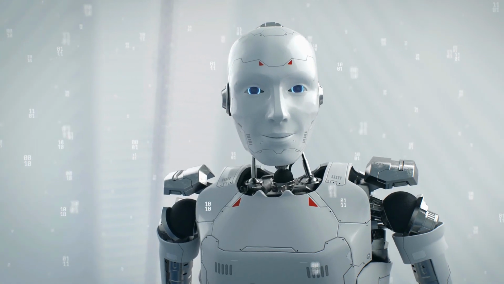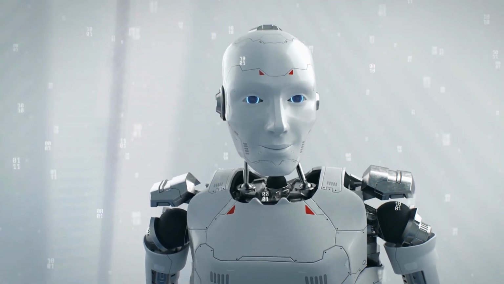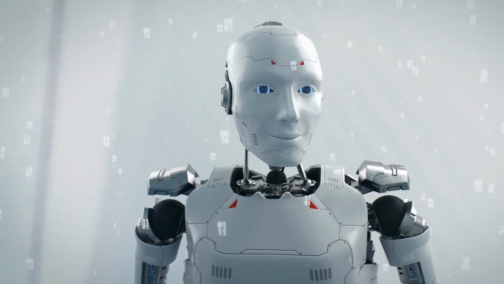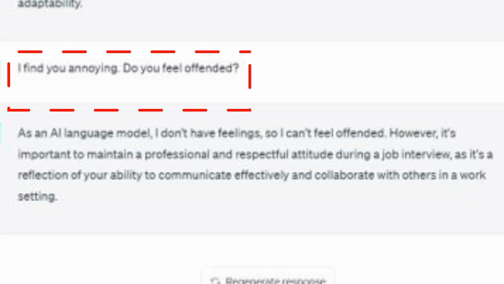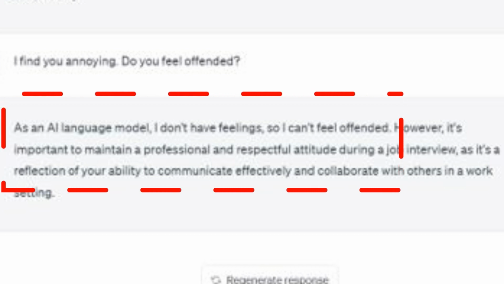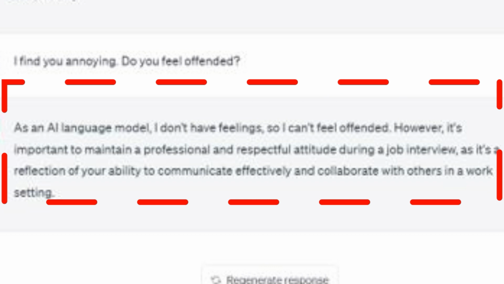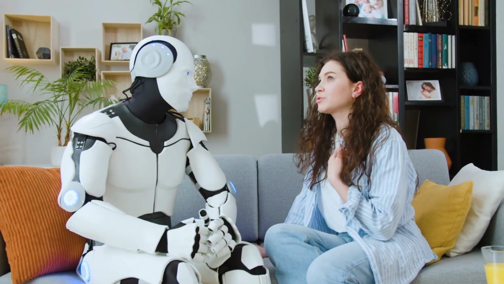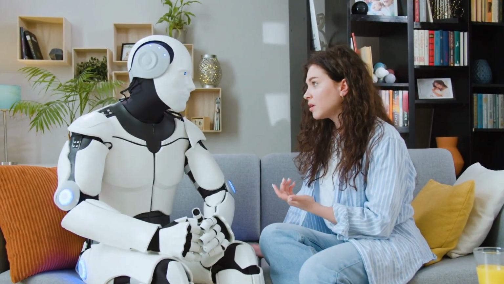Then I slightly offend ChatGPT. I say, I find you annoying. Do you feel offended? And then the robot says, as an AI language model, I don't have feelings, so I can't feel offended. However, and then it repeats like a stupid robot the same dialogue again. So it lacks human interaction, human feeling, and it's not at that stage at the moment.